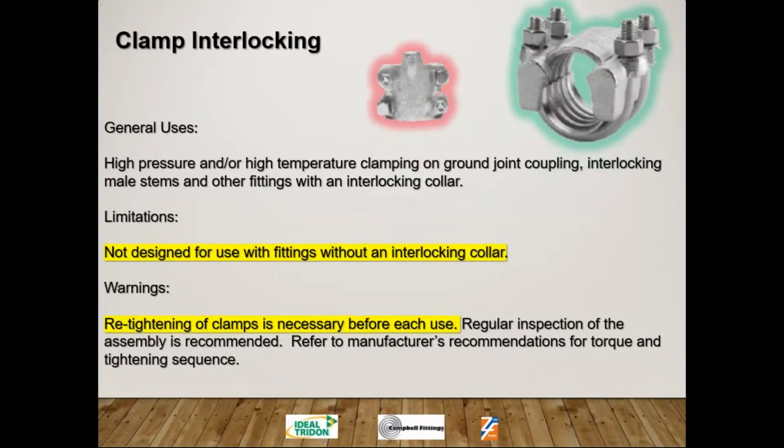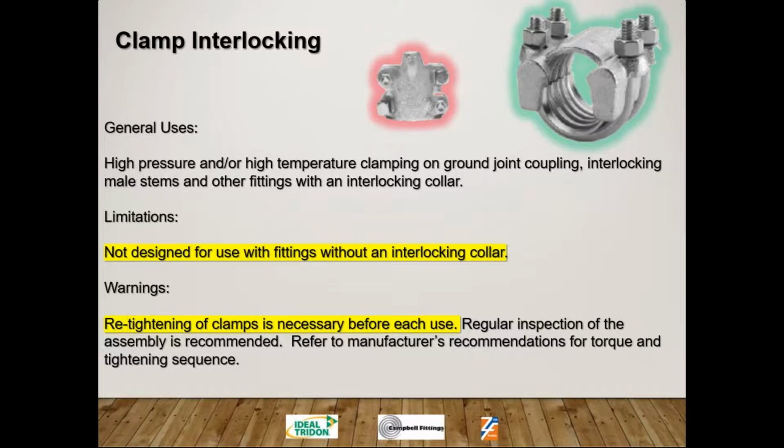And then when you're putting together a ground joint, you would want to use one of these types of clamps, an interlocking clamp. The highlight here, so the one at the top right, that's the Campbell Fitting U-bolt interlocking clamp. The limitations here, these are designed to use with fittings. They are not designed to use with fittings without an interlocking collar. So you're going to need to hook on to the fitting and then before you start clamping it.